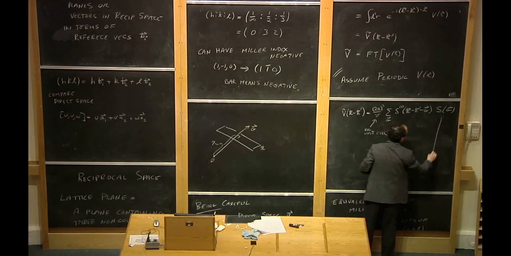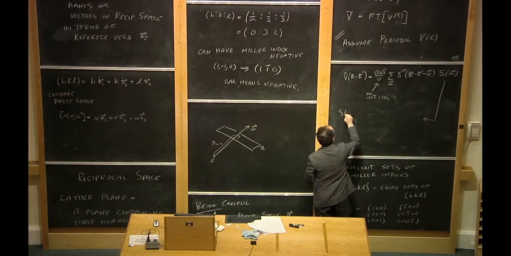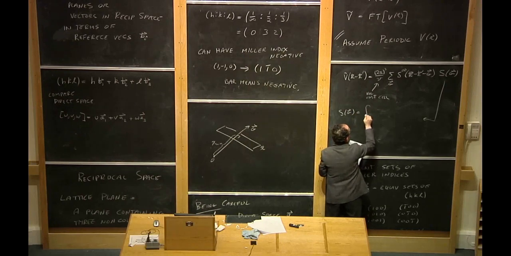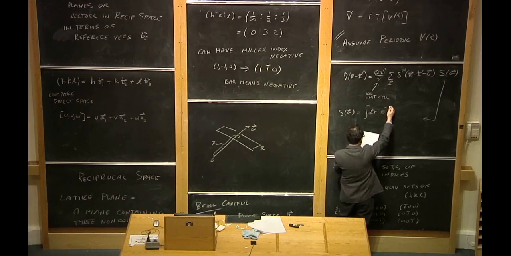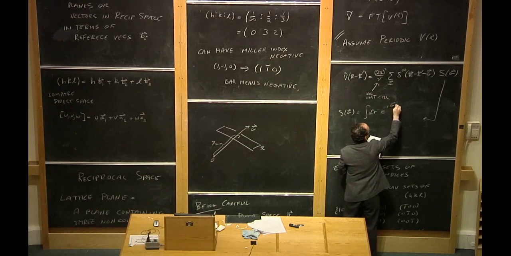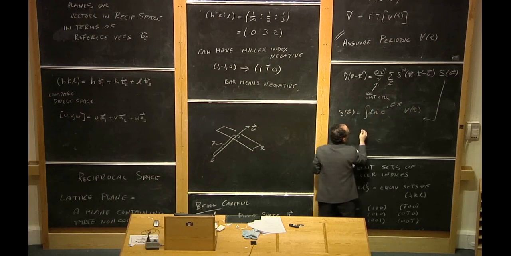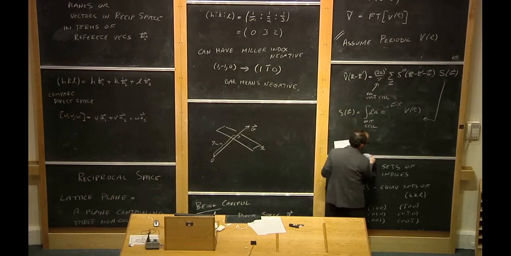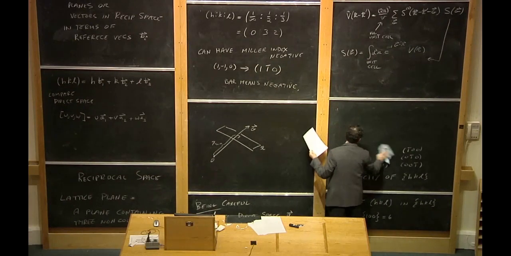And the structure factor here, S of g, equals the integral d3r e to the i g dot r of v of r, the Fourier transform within a unit cell. It's an integral over the unit cell. Okay, so this is a law that we derived last time, and there are a couple of important facts about it that we mentioned last time.